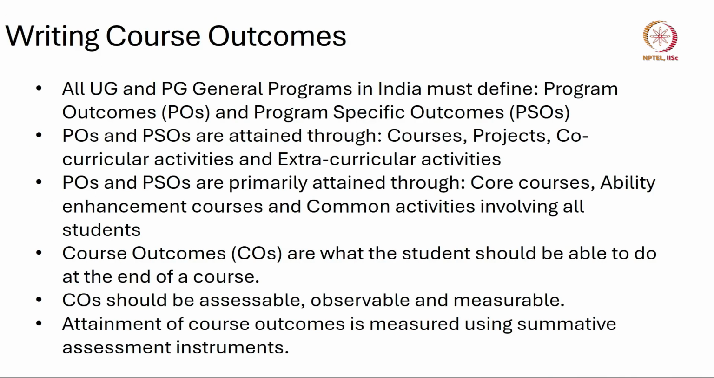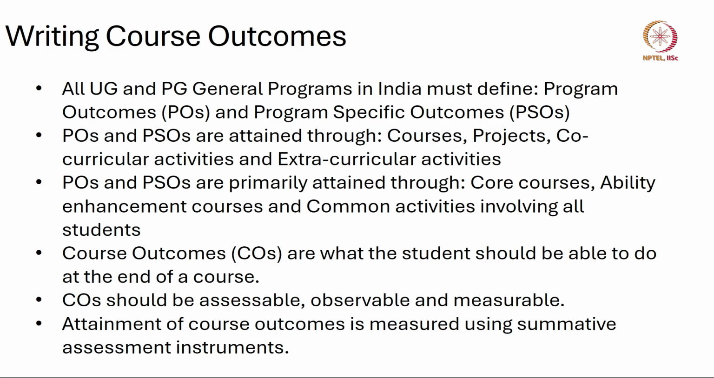Now, we all know that all the undergraduate and postgraduate programs in India must define program outcomes, and they must also define program specific outcomes. Program outcomes and program specific outcomes are attained through courses or projects. Sometimes co-curricular and extracurricular activities are also there. POs and PSOs are primarily attained through core courses. There are certain courses which we also call ability enhancement courses, and common activities involving all students.